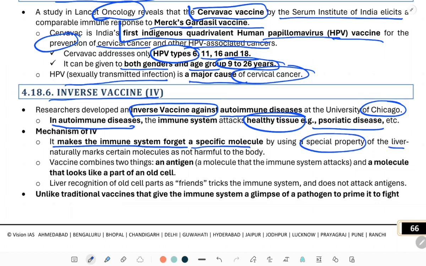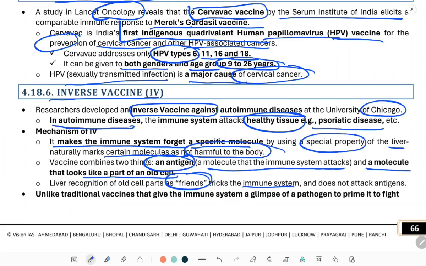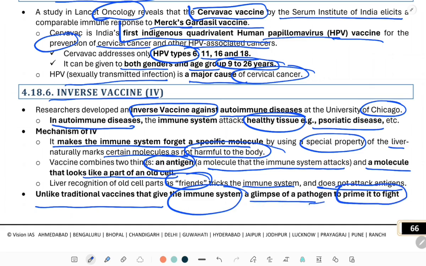a special property of the liver, which naturally marks certain molecules as not harmful to the body. The vaccine combines two things: an antigen, a molecule that the immune system attacks, and another molecule that looks like a part of an old cell. The liver recognizes the old cell as a friend and tricks the immune system so it doesn't attack the antigen. Unlike the traditional vaccine that gives the immune system a glimpse of a pathogen to prime it for a fight.